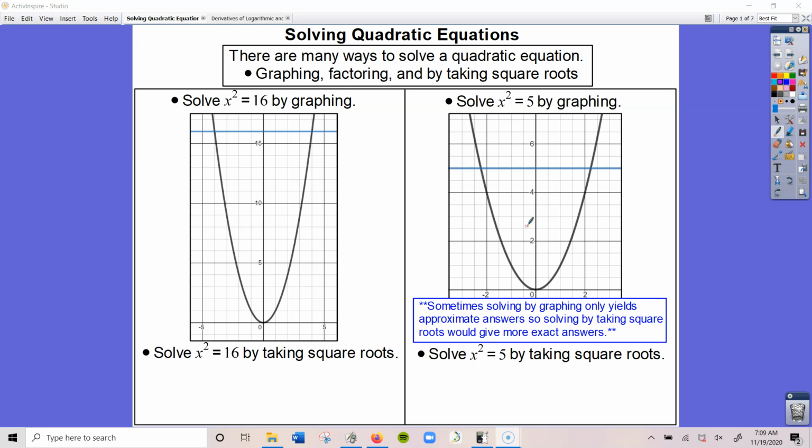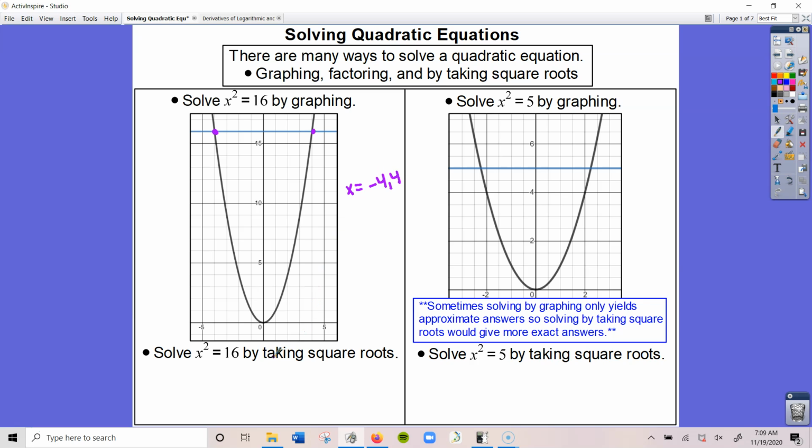In order to find the solutions from graphing, just like with absolute value functions, our solutions are when the quadratic, the parabola, is intersecting that horizontal line. So we'll see those points of intersection here and here. And when we get those x values, we get that x is equal to negative 4 and positive 4.